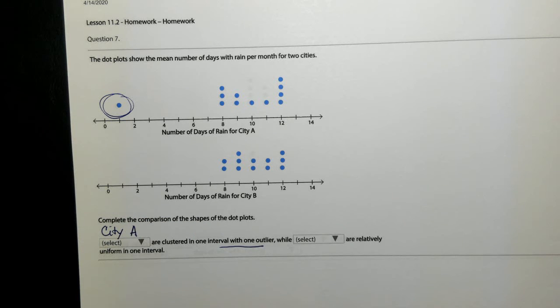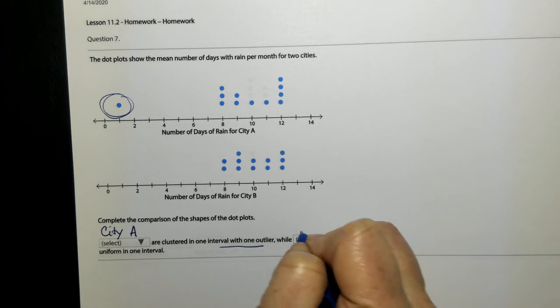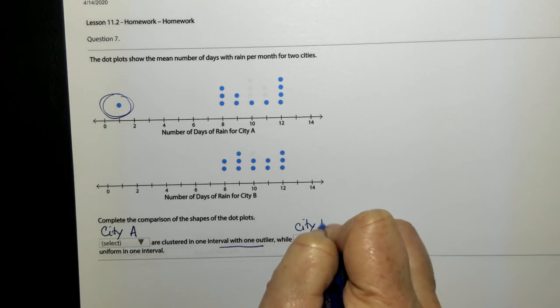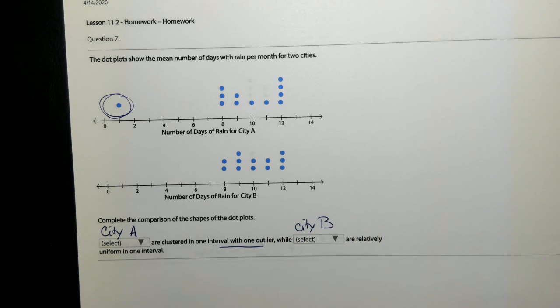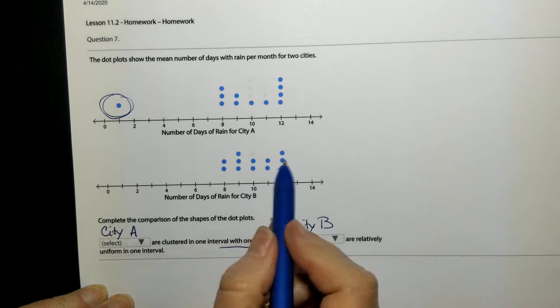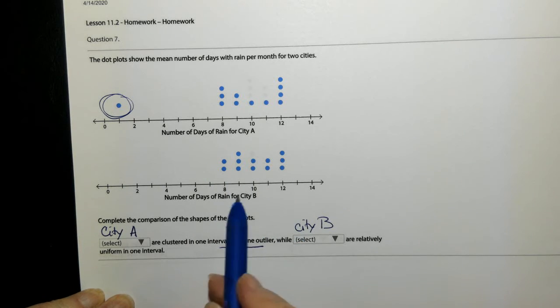While obviously City B is relatively uniform in one interval. So very consistent, and also between 8 and 12, much tighter range.